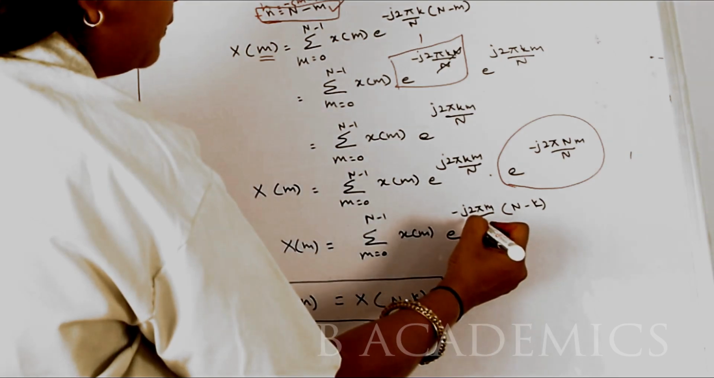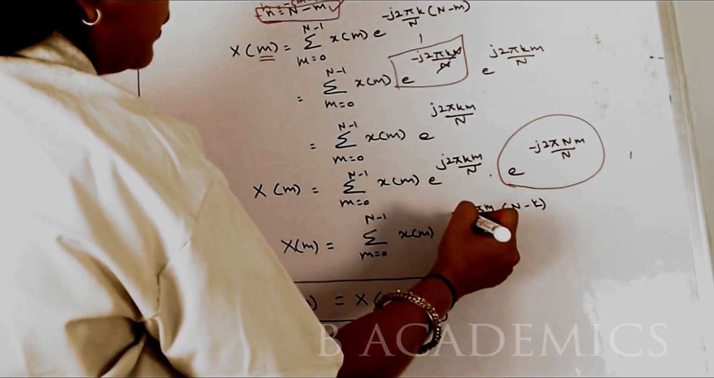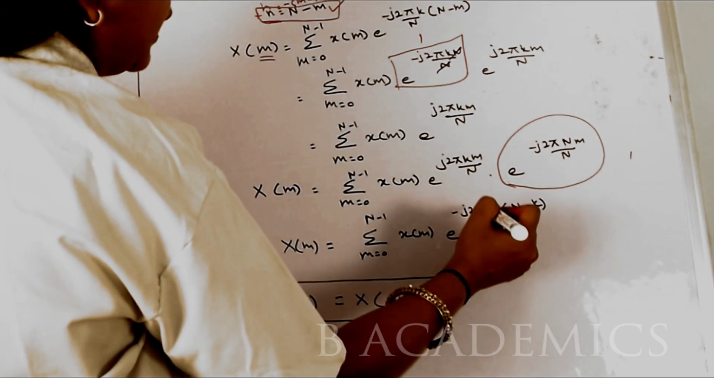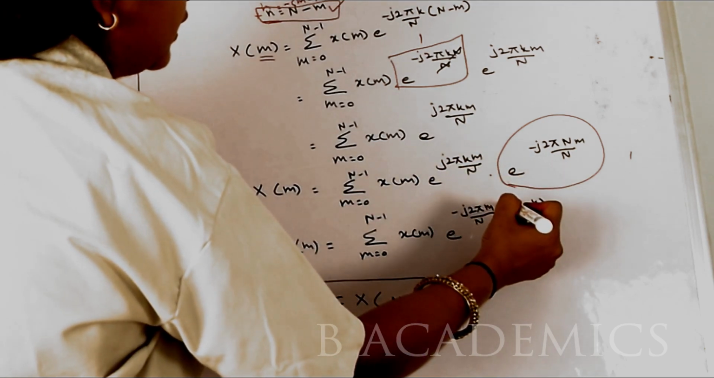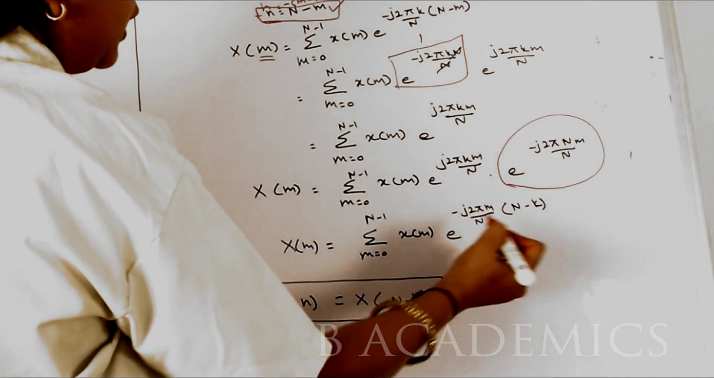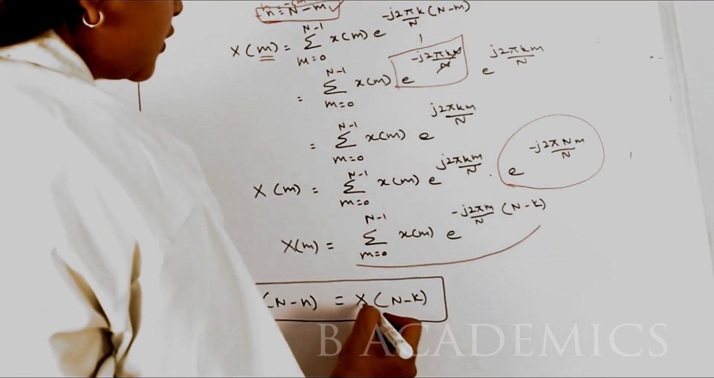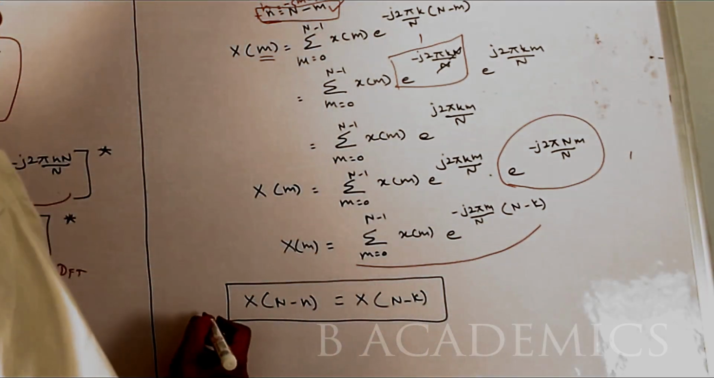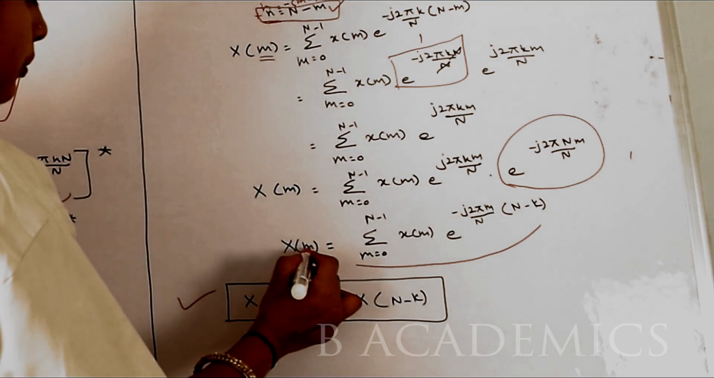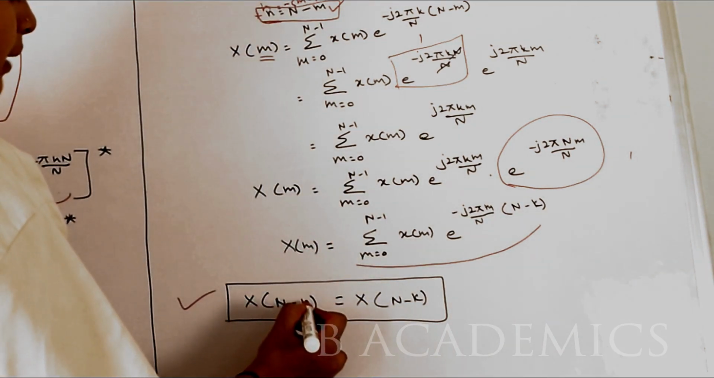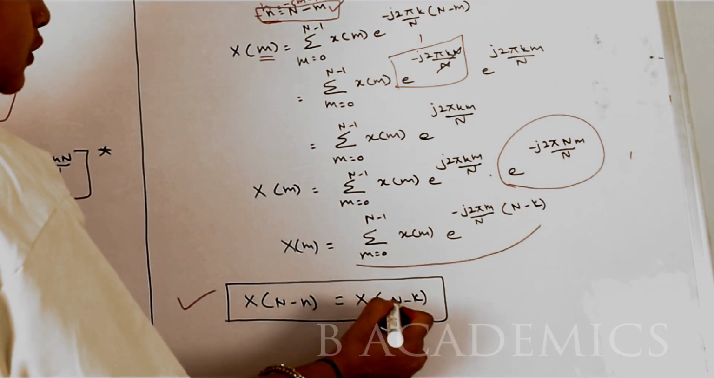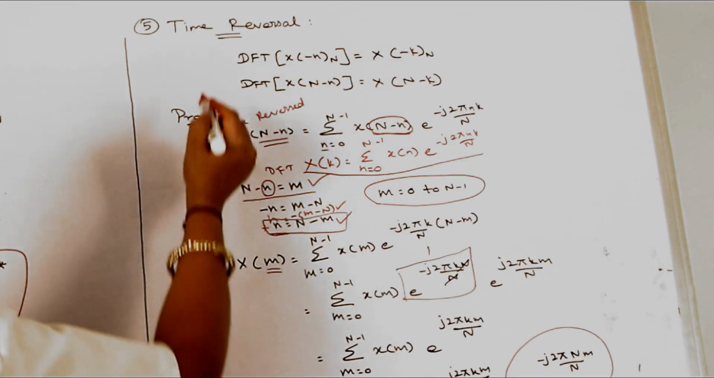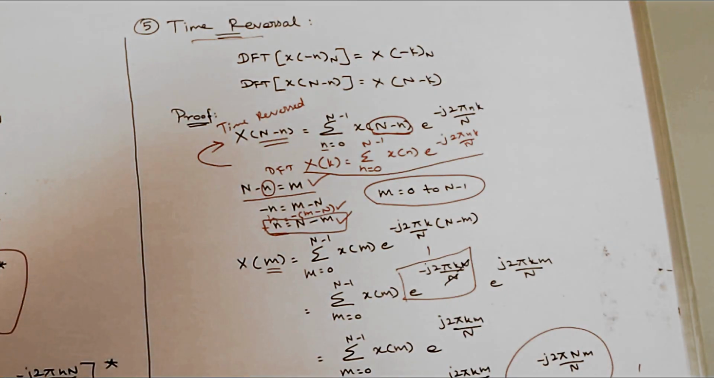How did you get this term? You are taking the common term minus j 2 pi m divided by N as a common term. The remaining is N minus k. This can be written as X of N minus k. And hence it has been proved that the DFT of x of N minus n is equal to X of N minus k. This is your time reversal property of the DFT.